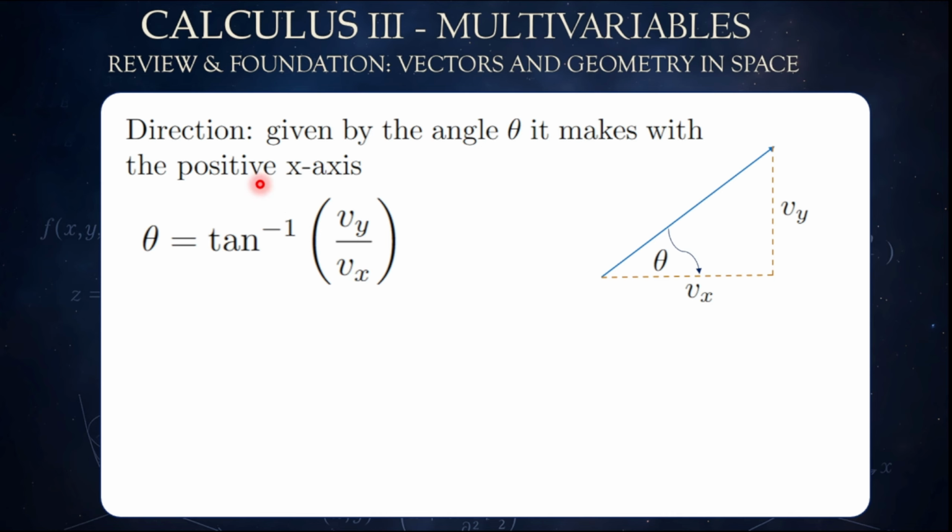The direction of the vector is given by the angle theta it makes with the positive x-axis. So tan theta in trigonometry is equal to the opposite side divided by the adjacent side, or vy divided by vx. So theta is equal to tan to the power of -1, or arctan, the inverse of the tangent, of vy divided by vx. Of course, the angle would be given in radians.